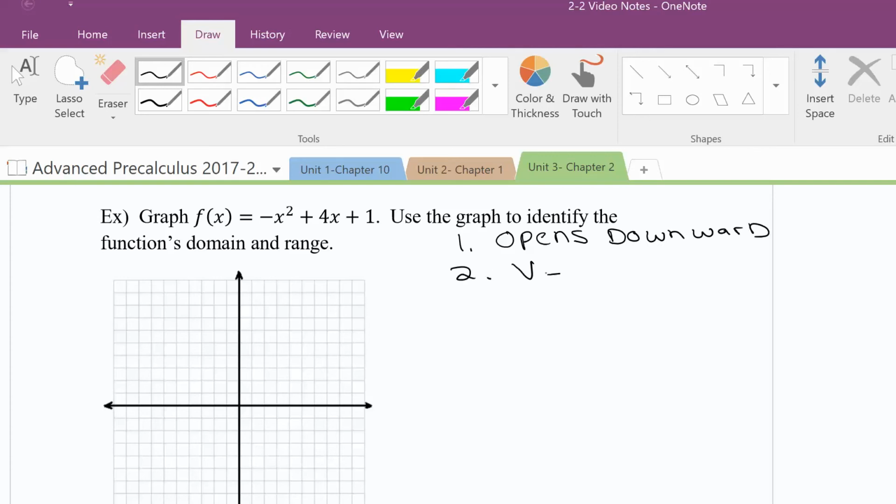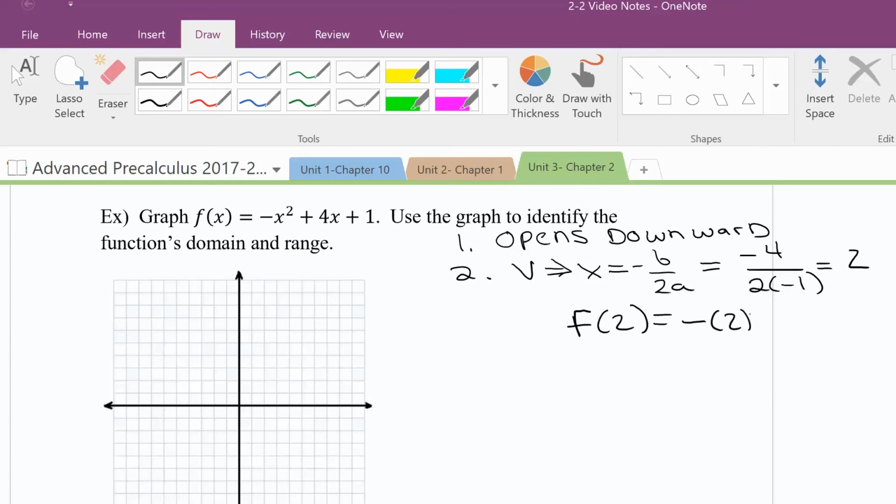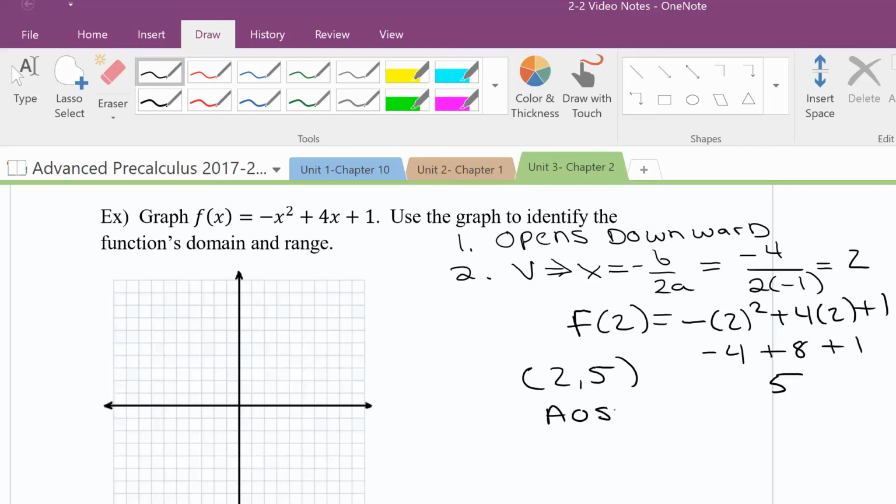The vertex, so x equals negative b over 2a, which means in this case negative 4 over 2 times negative 1, which will give you positive 2. And then f of 2 is equal to negative 2 squared plus 4 times 2 plus 1. So it's negative 4, because 2 squared is 4, plus 8 plus 1. So it gives you 5. So the vertex is (2, 5). The axis of symmetry is x equals 2.